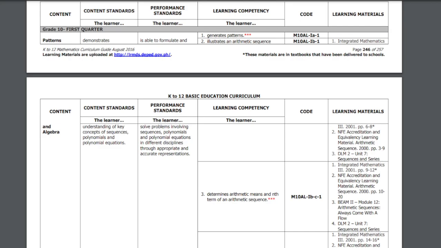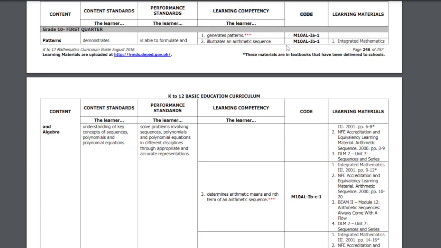Hello, hello! Now we're going to talk about the grade 10 curriculum guide. And we're going to start off with first quarter. But first, I'm just going to talk about its learning competency and maybe a little bit of the code.